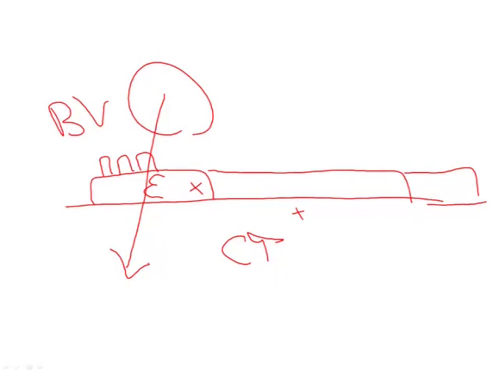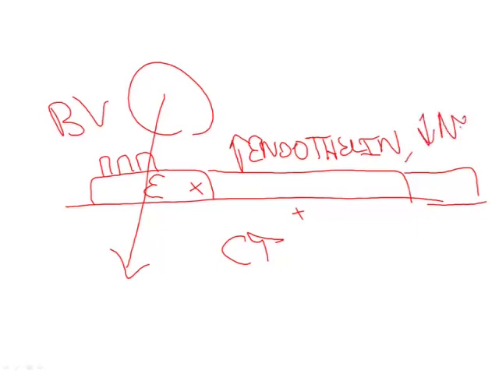Another problem that occurs is that there's going to be increased expression of a molecule called endothelin. Endothelin is an extremely strong vasoconstrictor, and that would result in constriction of the vessel. In addition, there would be decrease in the production of nitric oxide, and nitric oxide is a vasodilator. So in balance, we're going to have vasoconstriction.